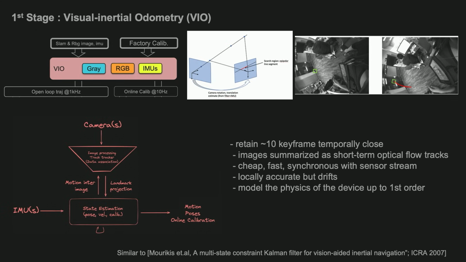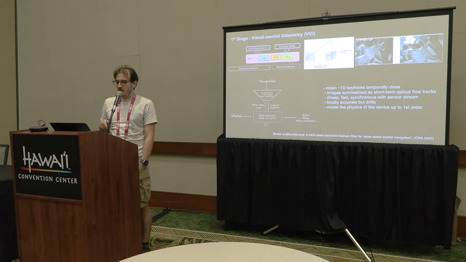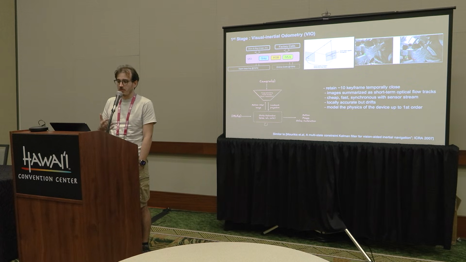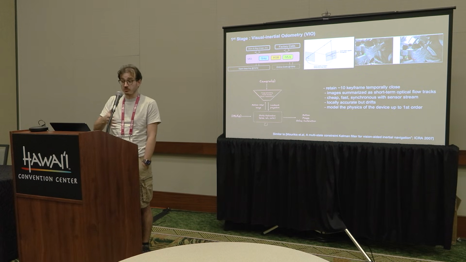So here in that algorithm, cameras and images are summarized into a set of very short-term tracks that are tracked from image to image. This algorithm doesn't have a lot of memory. It keeps about 10 keyframes, so roughly a few minutes of data. But it's super cheap and fast, and it runs synchronously with the IMU and the camera. For each image, we have a new pose, and it's causal. We don't estimate past poses. We only estimate the current pose of the current image.